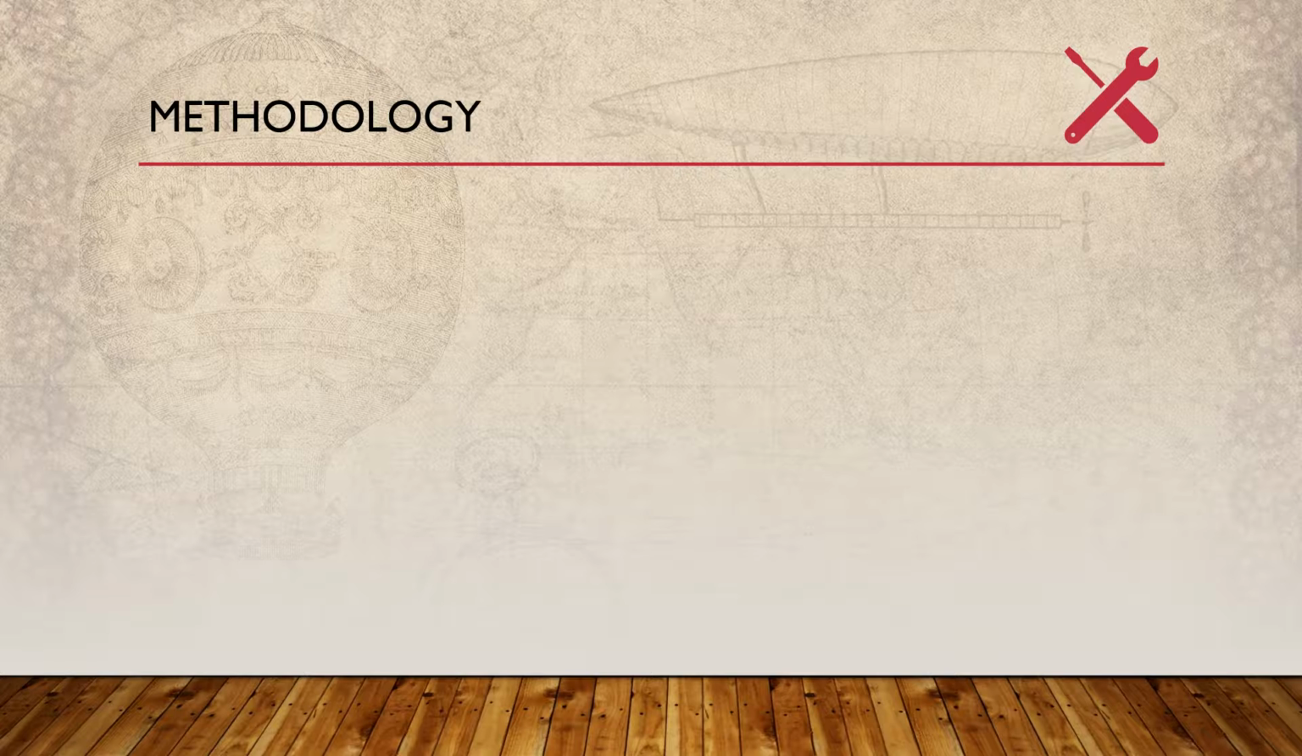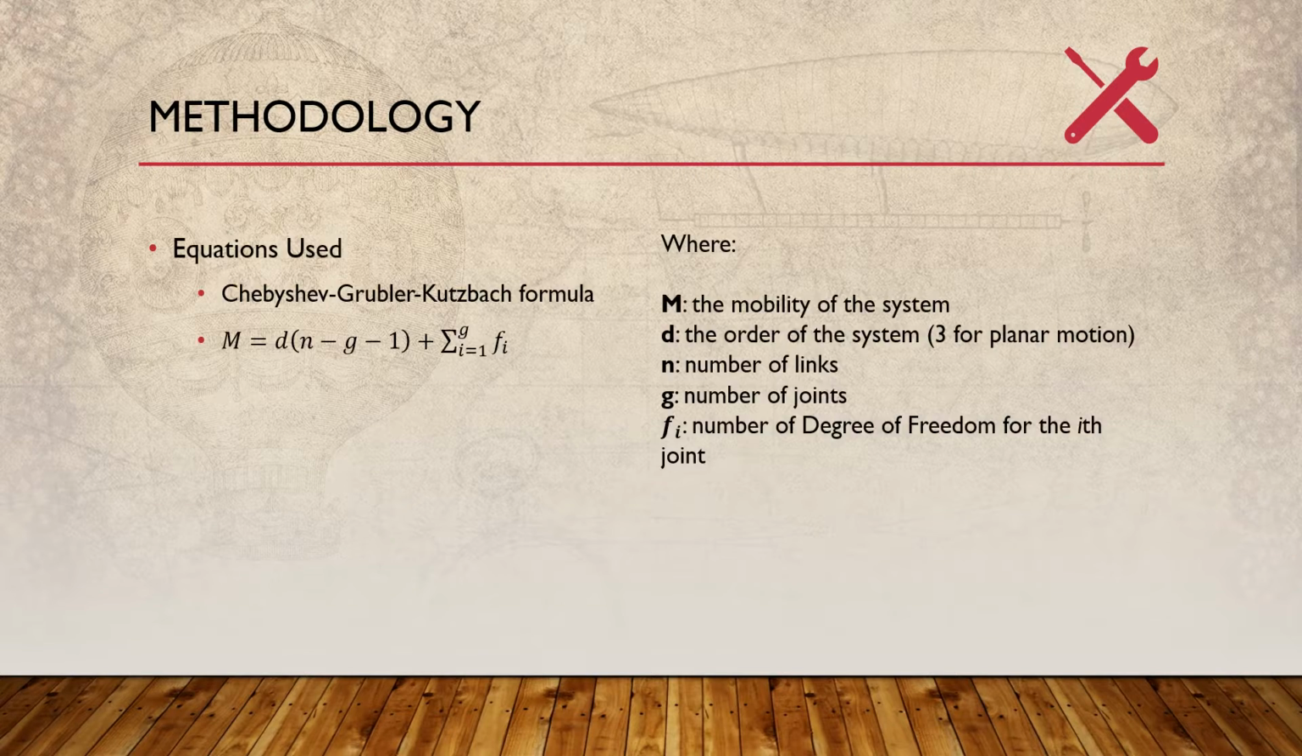We'll talk a little bit about the methodology that was taken in order to develop the design for this project. So for a casement window, one of the more important designs for the mechanism itself that we were looking to create is an equation called the Chebyshev-Grubler-Kutzbach formula, which I'm sure I'm not pronouncing correctly, but it's very similar to that. Basically, all this formula is used for is for determining the mobility of the system, or how restricted of movement that the entire system of mechanisms is.